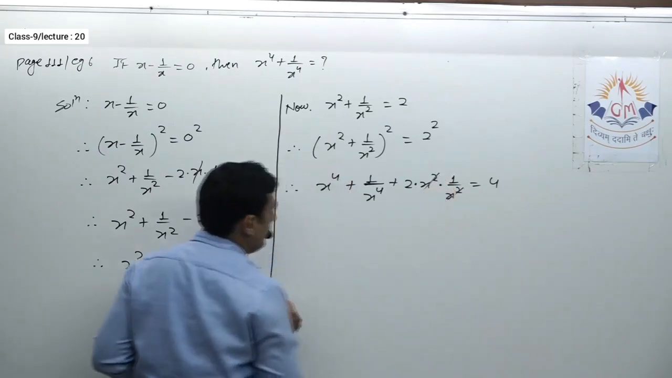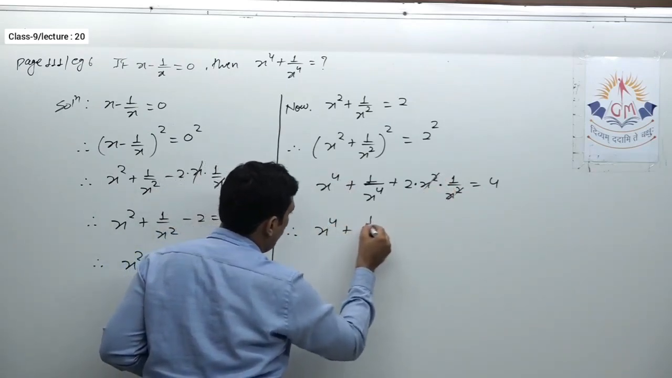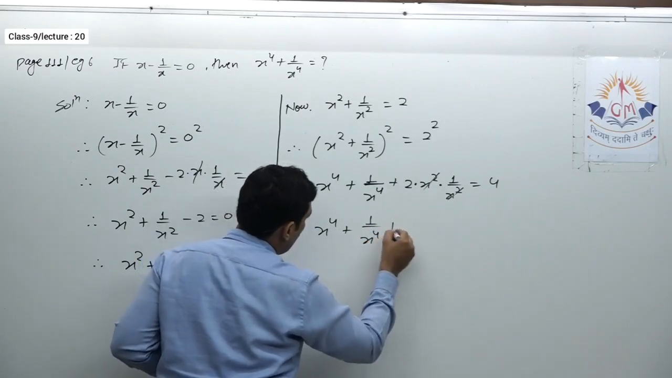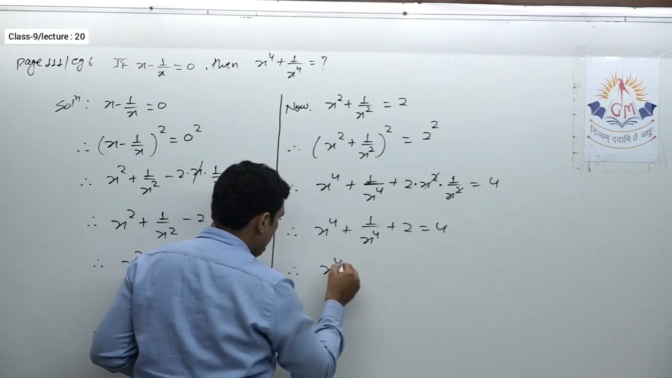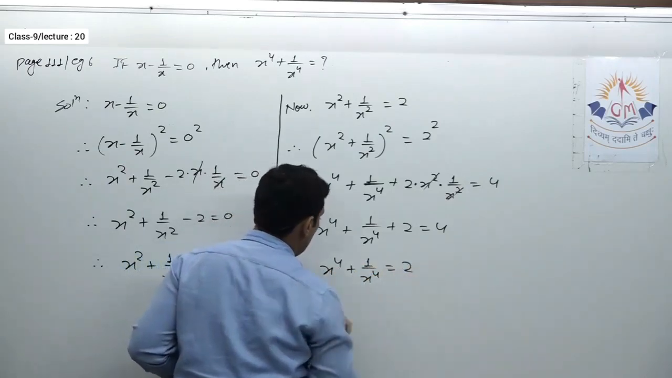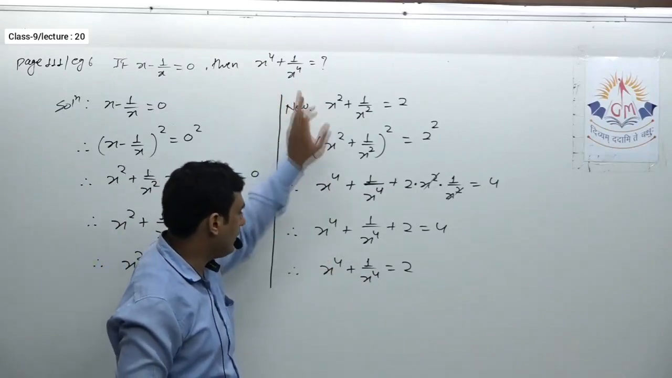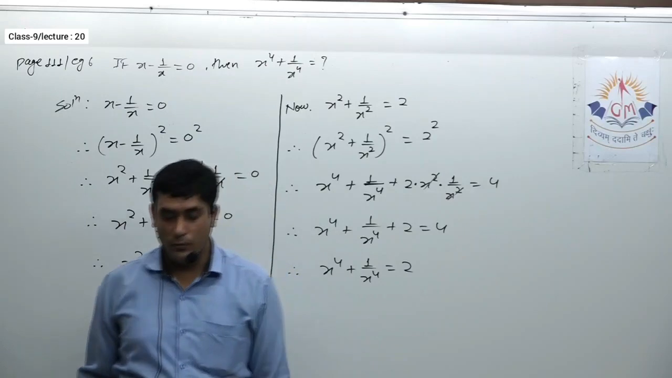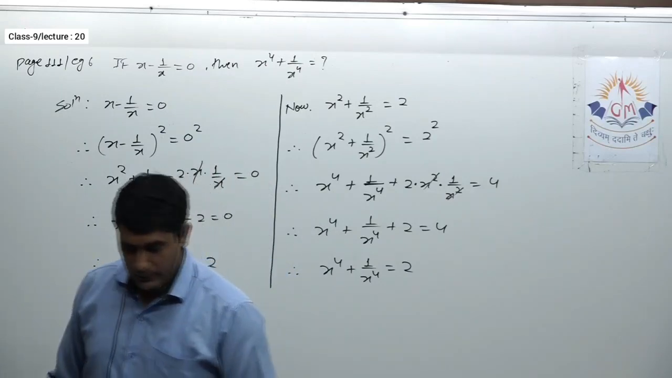So this will cancel out. So ultimately I will get x raised to 4 plus 1 upon x raised to 4 plus 2 is equal to 4. So this gives me the value of this, that is equal to 2, and the required value, that means the value of x raised to 4 plus 1 upon x raised to 4. So please note it down, then we will see the next question.